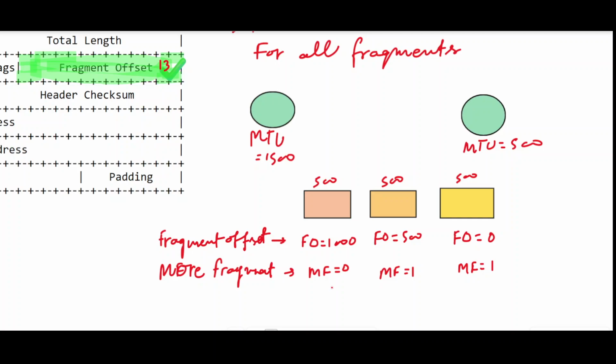Now MF equal to 0 is the direct indication that this is the last fragment. This is the last packet. And fragment offset set to 0 means this is the first packet. By default you can arrange on the basis of fragment offset 0 and more fragment set to 0. This is the information of the last packet, and this is the information of the first packet. On the basis of first and last, you can find out the remaining packets. Clear? This is the information.